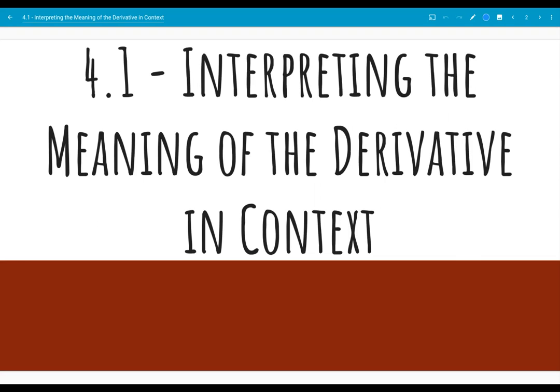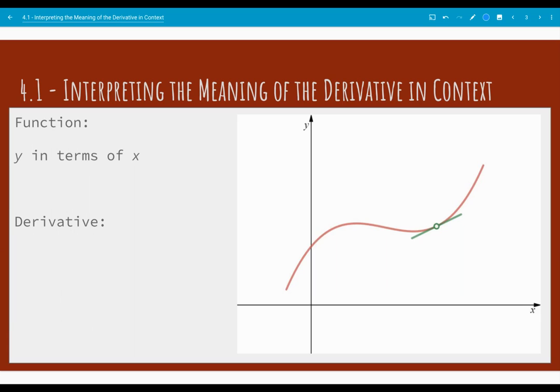We've spent the last two units in calculus, unit 2 and unit 3, talking about how we take the derivatives of functions. And now in this unit, we're going to look at how we can actually use those derivatives to help us solve real life problems.